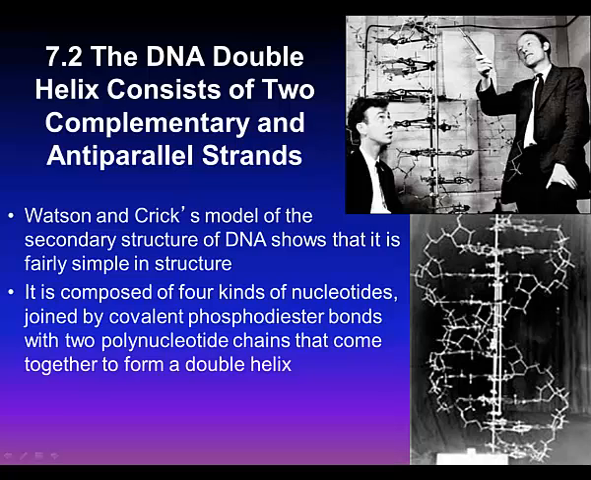In their structure, they showed that the DNA was actually a simple but elegant structure, that it was composed of 4 kinds of nucleotides. They're joined together by covalent phosphodiester bonds to form 2 long polynucleotide chains that come together in an anti-parallel fashion to form the double helix. So that's the part of the story that everyone knows.